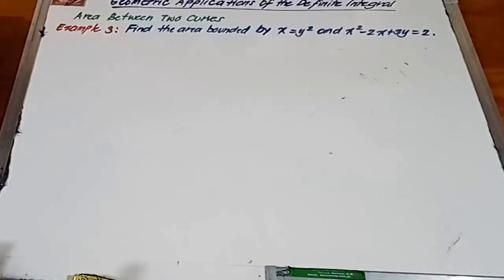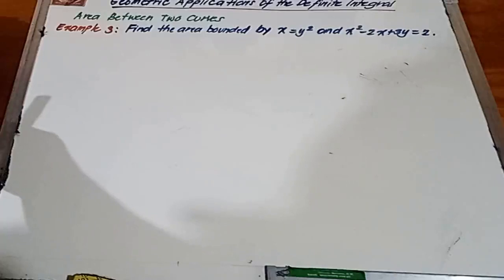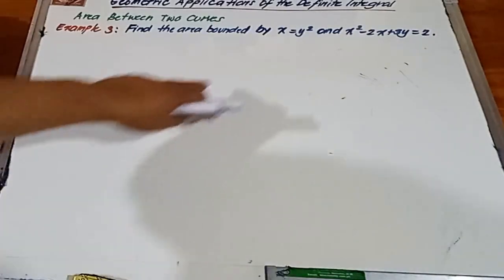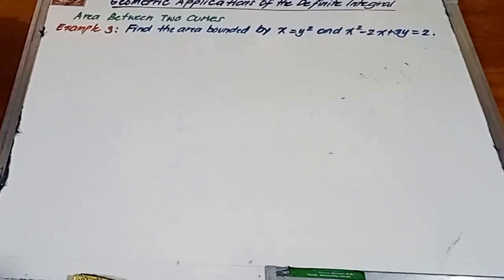Okay, this is my third and last example para dun sa ating last topic sa basic calculus. Ito yung area between two curves. It says, find the area bounded by x equals y squared and x squared minus 2x plus 3y equals 2. Now, itong dalawang equations na to ay parabola parehas. Okay? Solve muna natin yung point or points of intersection.